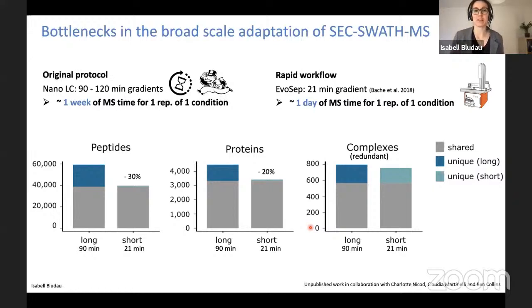So the question was whether we can speed up this analysis in any significant way so that we would make the approach more scalable and more like a screening technique. Colleagues of mine set up a very short EvoSep gradient with only 20-minute LC gradients, and with this we can analyze one replicate of a SEC experiment in a single day. What you can see in the bottom graphs here is that this shortening of the gradient to 21 minutes results in a decrease in peptide IDs of 30%, and on the protein level, this amounts to 20%.